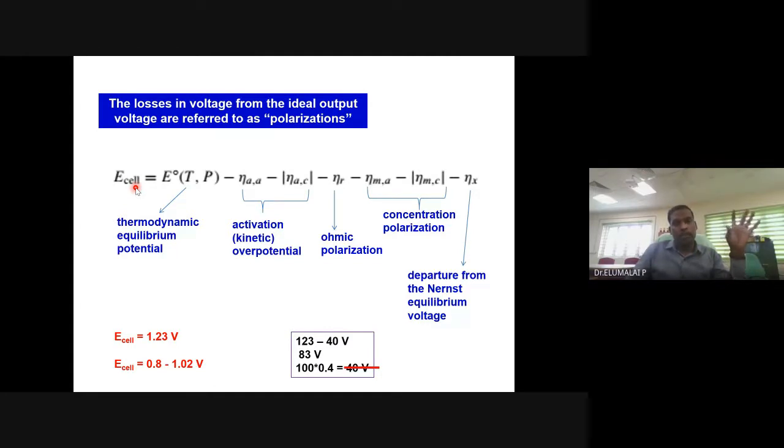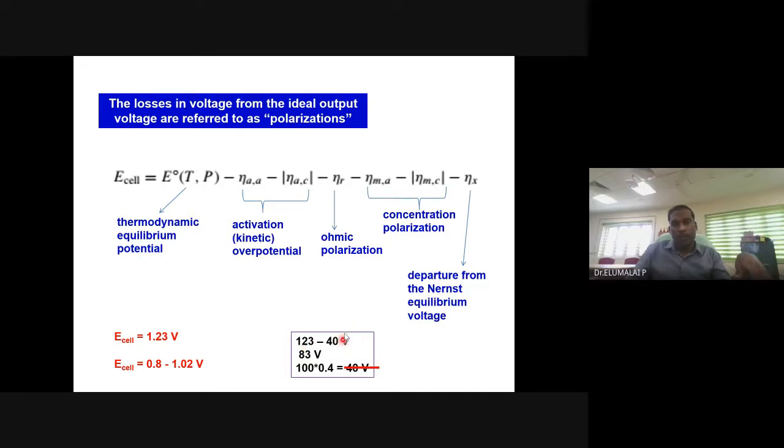So it means that you have to account for these losses. For example, if you have to get 123 voltage, you cannot take 100 fuel cells and connect them in series. You will not read 123 voltage, though theoretically you are supposed to. It is having losses. Let's say 40 voltage is lost. You can estimate how much is the voltage loss. You'll be able to get only 83 voltage.